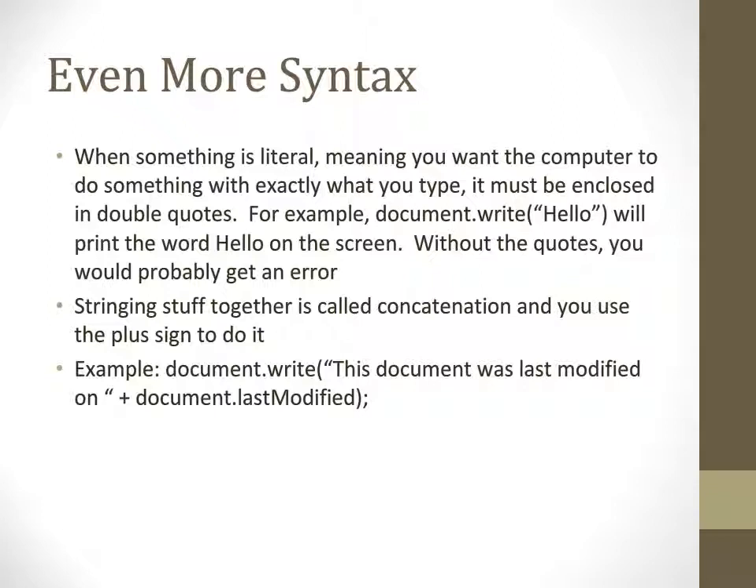So literally, in double quotes, we put "this document was last modified." We concatenate using the plus sign and allow it to retrieve that data, or to calculate any data, and then put it on the end of the document. And you can string these together. We could have put a plus sign and then in double quotes put a period, and that would have put a period literally on the end of the sentence.